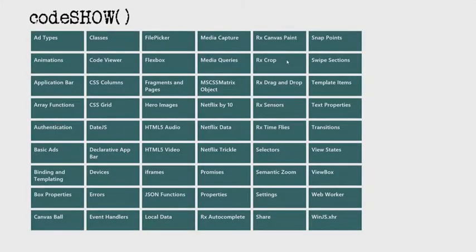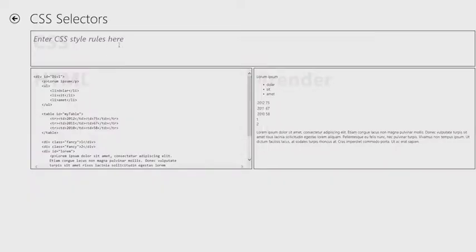I'm going to jump over to Code Show, and I'm going to open the selectors example, the selectors demo. And when I open that, what we have here is just a simple CSS pane with an HTML pane below it, and then the results, the rendered results, in the pane on the right. Okay? So as I enter CSS into this pane, I'm going to see the results of it affect this page.